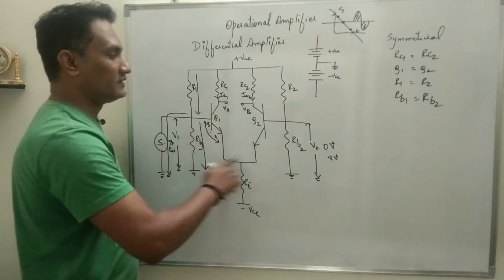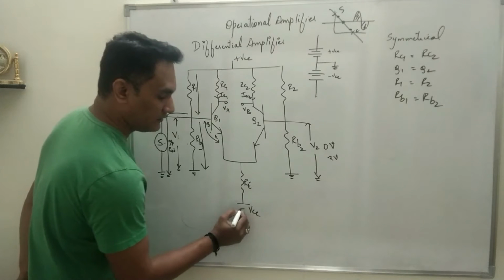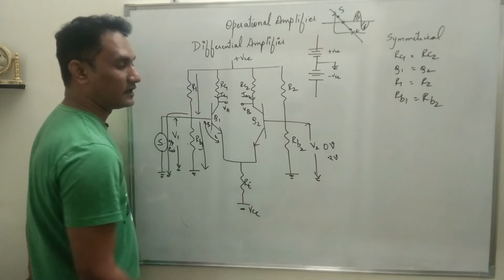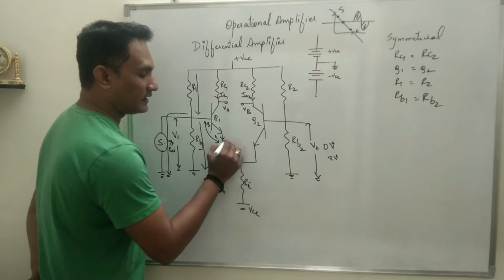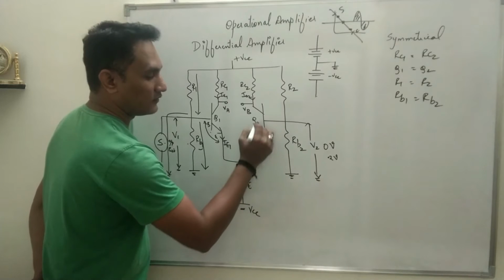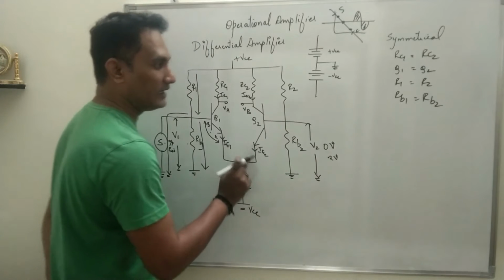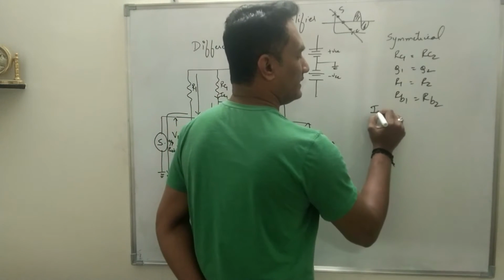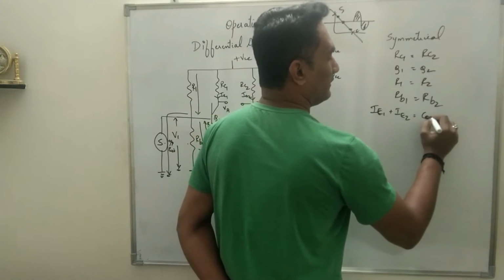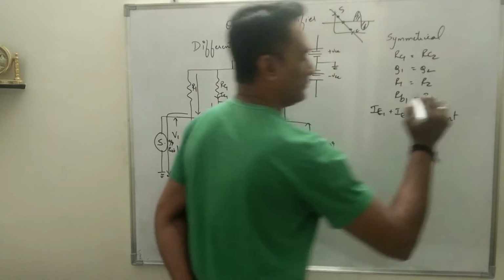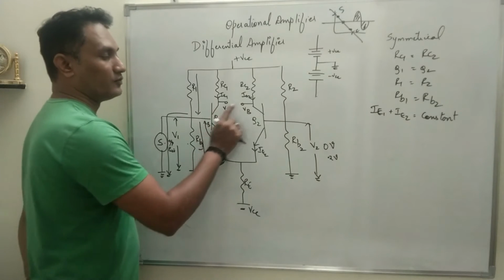Okay, so this is the thing which has to be there, and this negative source minus VCC acts as a constant current source for both Q1 and Q2. So for Q1, this is emitter current IE1, and for Q2 this is the emitter current IE2. As minus VCC acts as a constant current source, IE1 plus IE2 should remain constant always.